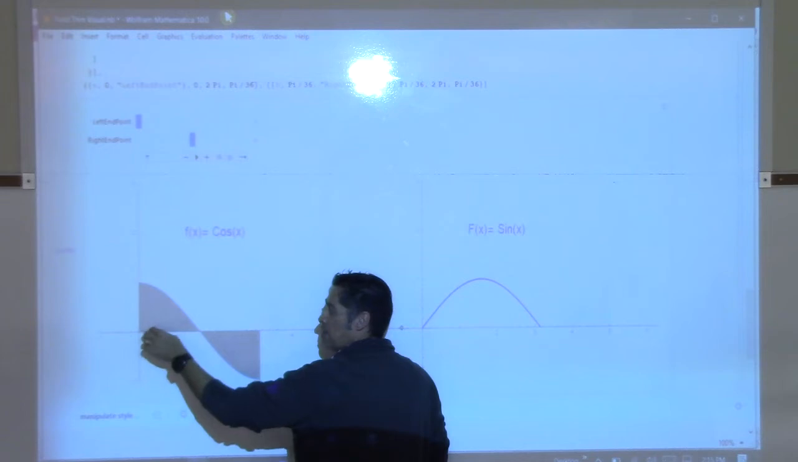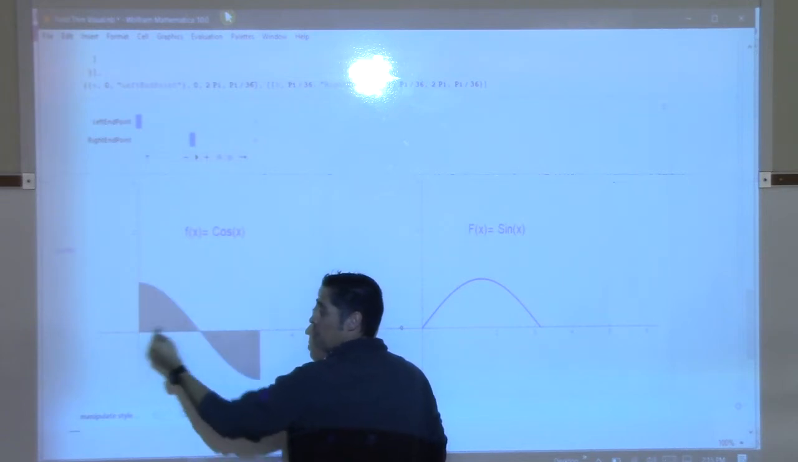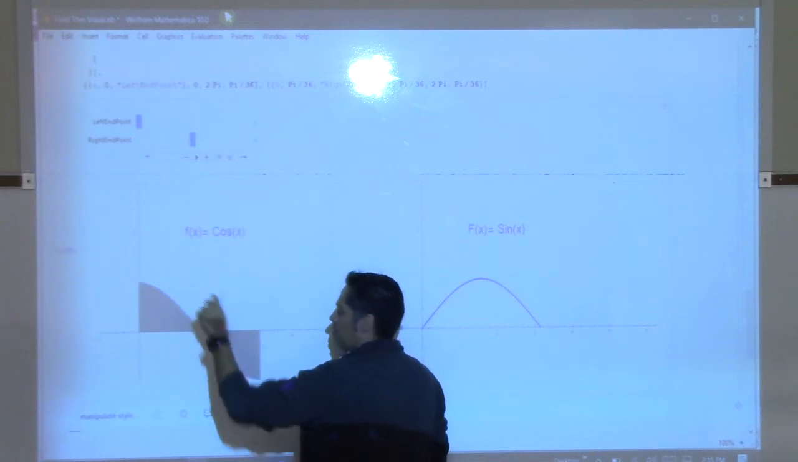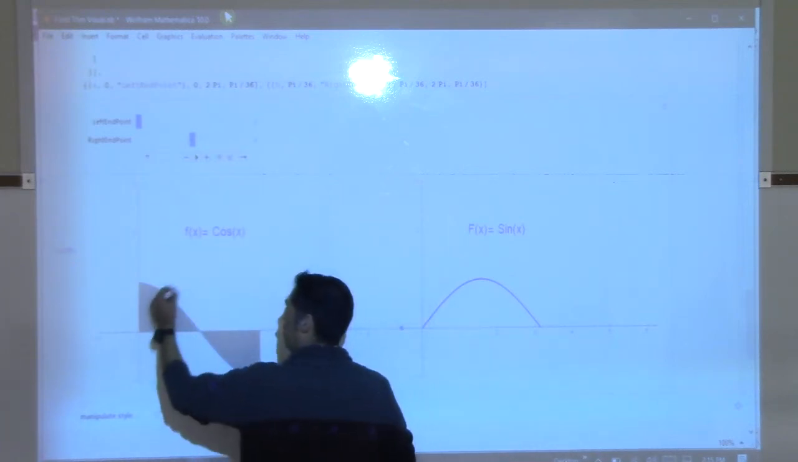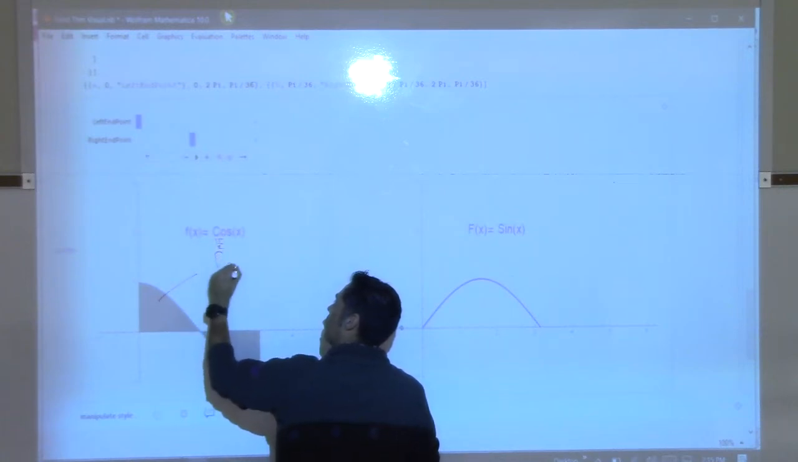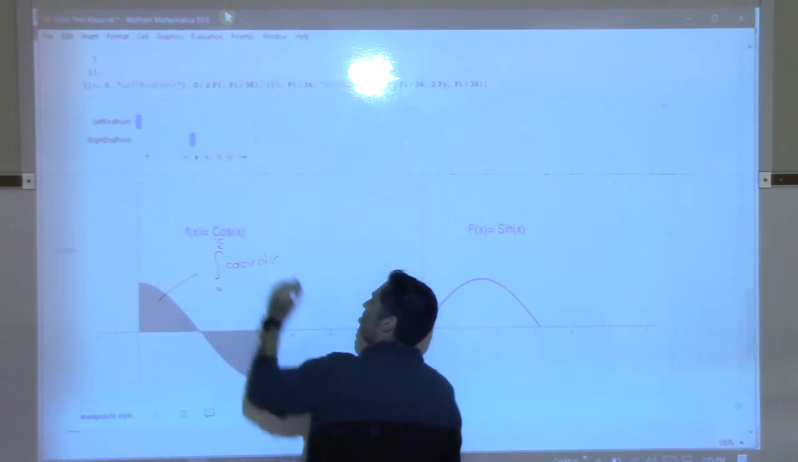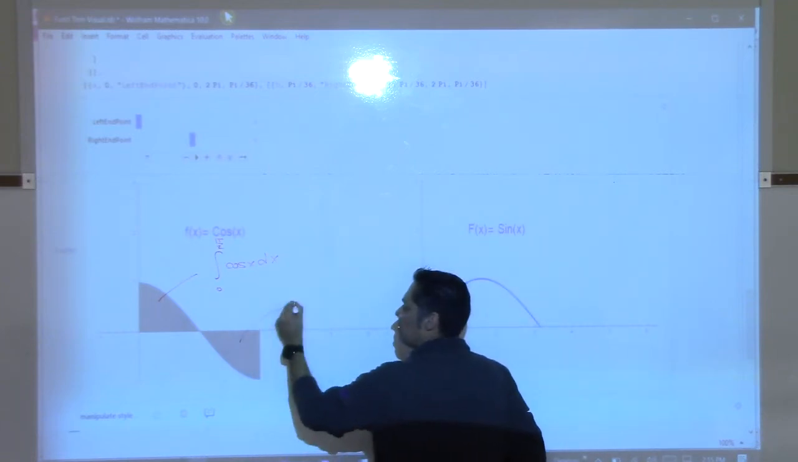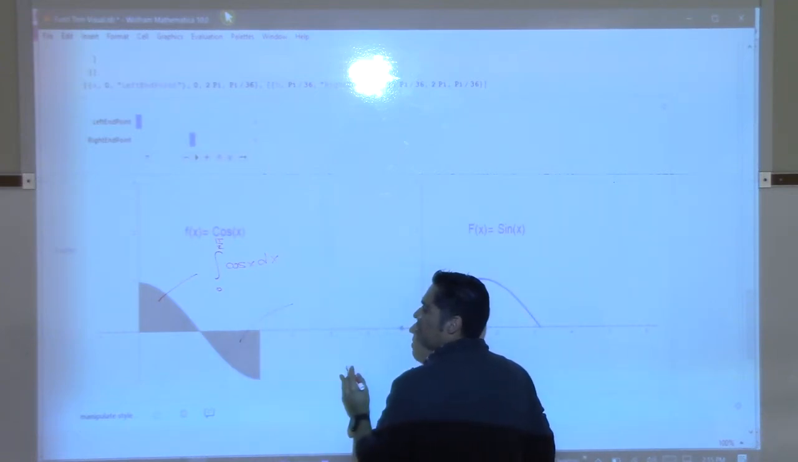And wherever it was above the x-axis, we would go from 0 to pi over 2 and just calculate the integral. So we would do this one by doing the integral from 0 to pi over 2 of cosine x dx, and that should give me 1 when I'm done. But for this one, if I just calculate it, it's going to give me the wrong answer. It's going to be negative.